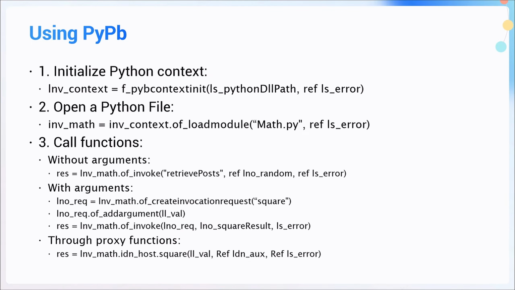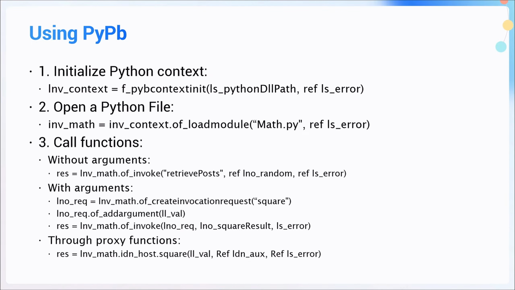If the function takes arguments, we can either create an invocation request object, configure the argument values through it, and then call the invoke function, or make use of the dynamic functions that are generated on the .NET objects whenever a Python object is returned from any module or function. These proxy functions have the same name and signature as the source Python function, with the addition of the result returning and error passing arguments at the end.